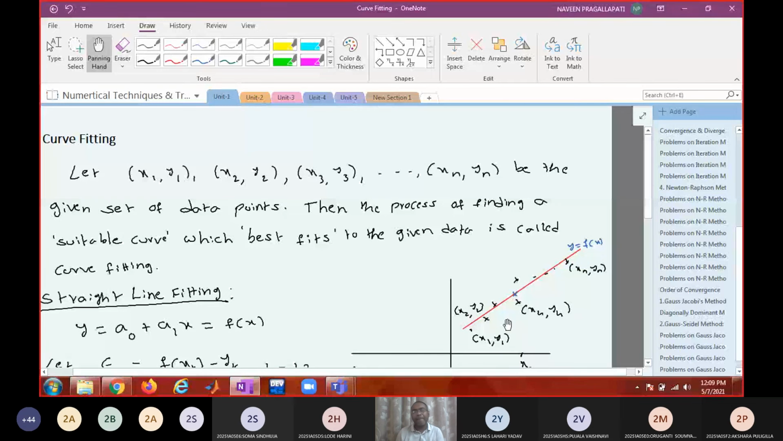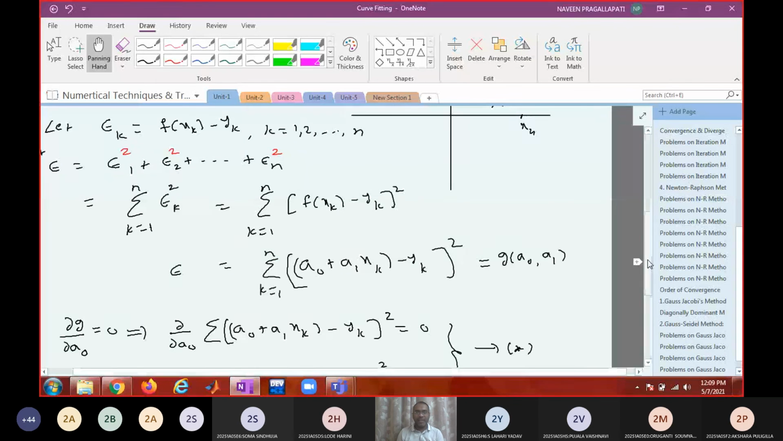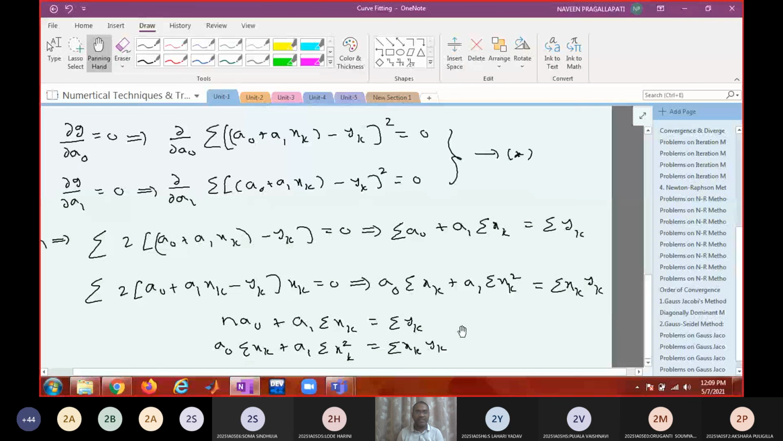If you are finding a parabolic curve, that is called the least squares parabola. If you are finding an exponential curve, that is called the least squares exponential curve. So this process is called the method of least squares, and this set of equations is called normal equations. Very popular name. This system of linear equations is called normal equations.